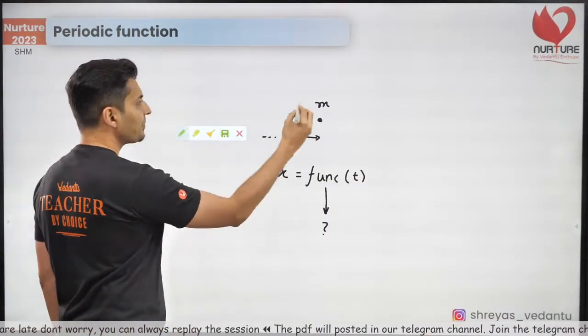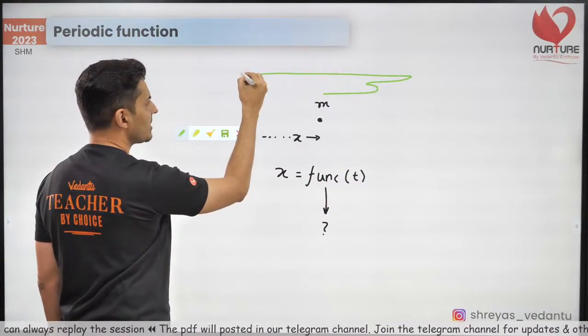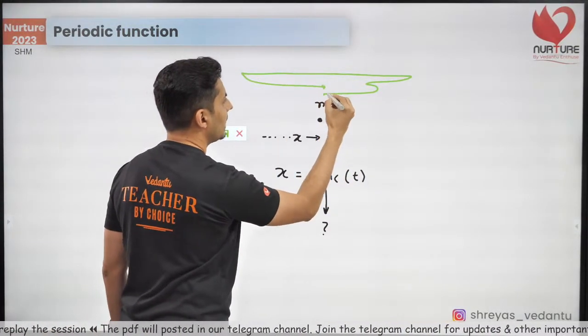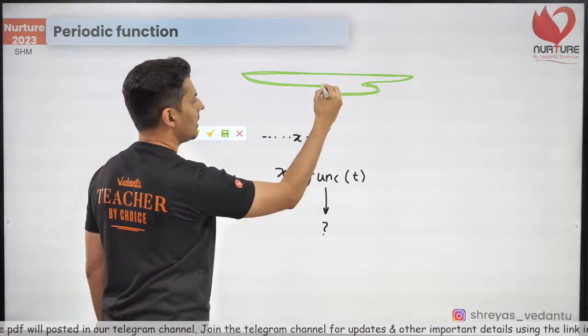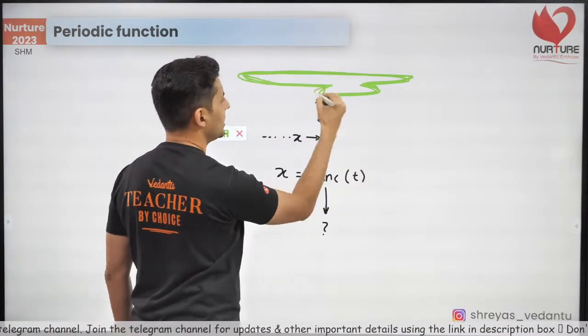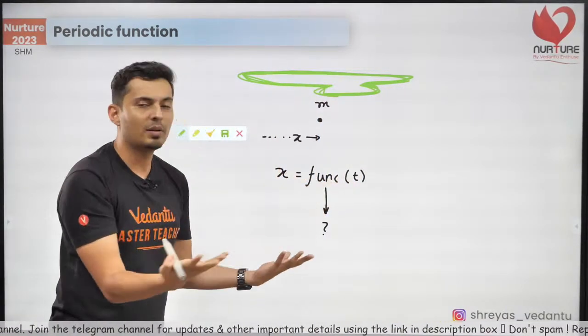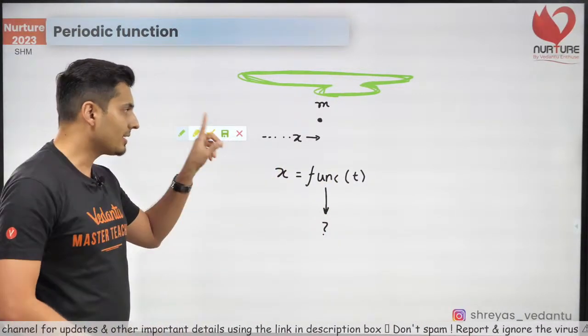Like for example, the particle goes here, comes like this, then goes here, then comes like this, stops, and then say it comes here. Again it goes like this, comes back like this, again goes here, comes here, and then again stops and comes over here, and again goes like this. So if it keeps on repeating this motion, I want to know what this function will look like. Is there a general form of this function? And I'll tell you, yes, there is.